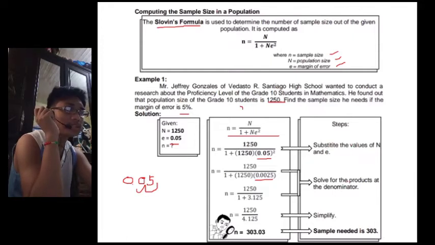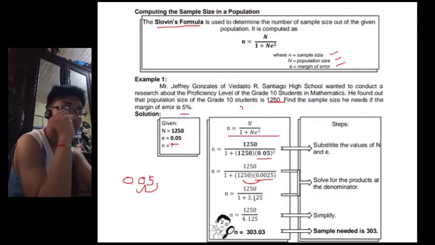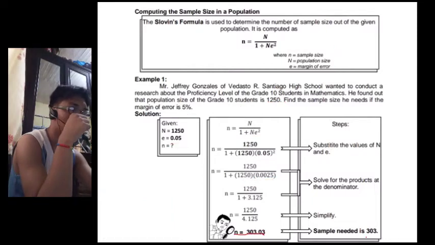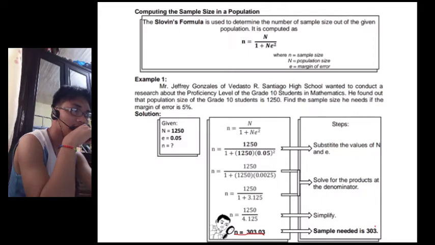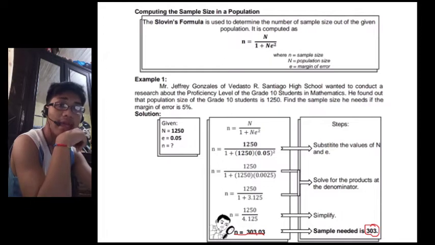Next, solve for the product at the denominator. Next, you are going to multiply, and you got this result. Then you are going to simplify: 1 plus 3.125, or 3 and 125 thousandths, equals 4.125. So you are going to divide, and this is your answer. The sample needed is 303. You are going to estimate to the nearest ones, just to be exact.